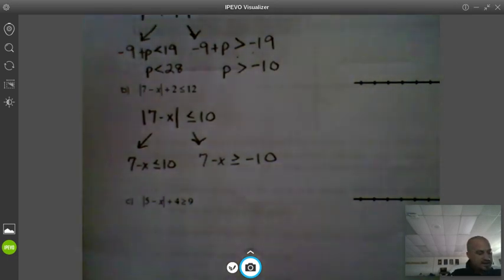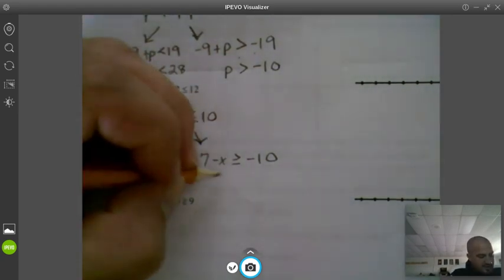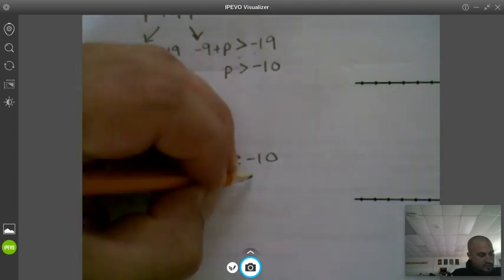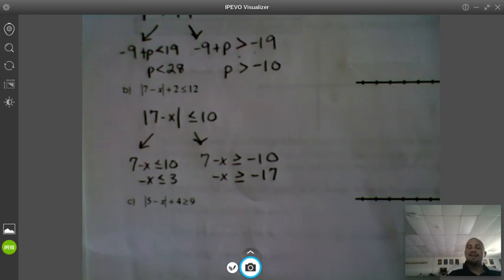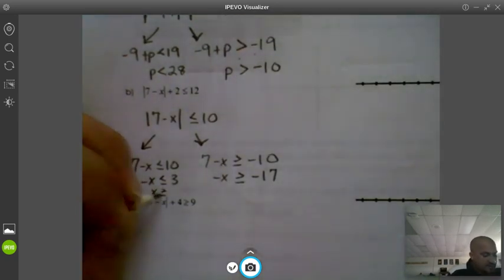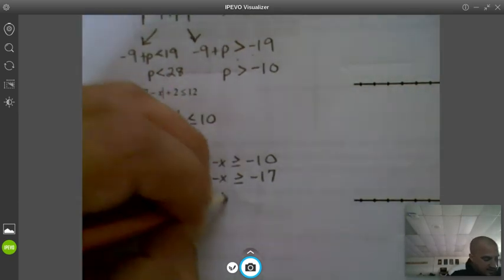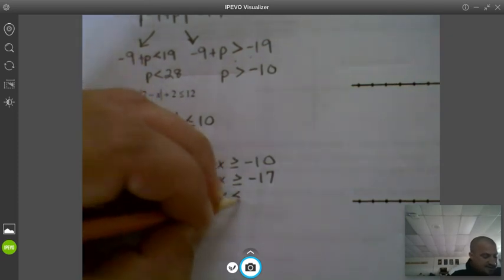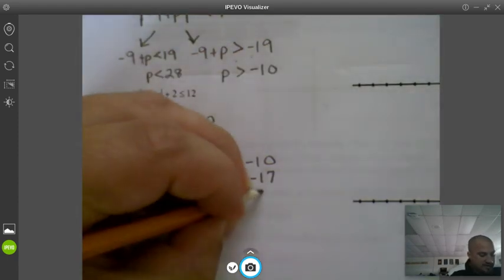We're going to subtract 7. So negative x is less than or equal to 3. We're going to subtract 7 here. So negative x is greater than or equal to negative 17. Now, we have a negative x. That's like a negative 1. So if you divide by negative 1, remember, it's going to flip your sign. So if I divide by negative 1, I'll get x is greater than or equal to, and then 3 divided by negative 1 is negative 3. Here, if I divide by negative 1, I'll get x is less than or equal to, and negative 17 divided by negative 1 is positive 17.